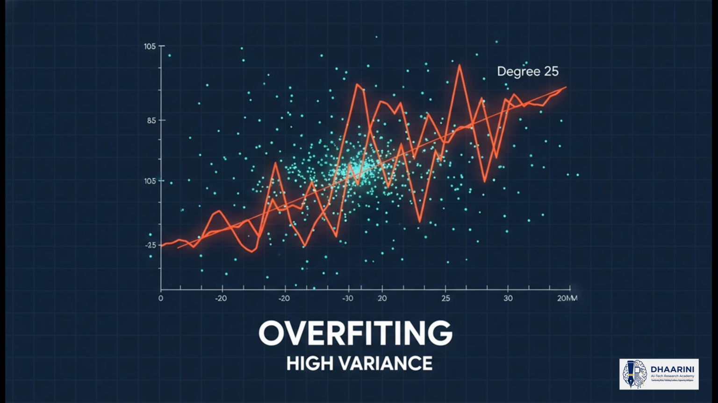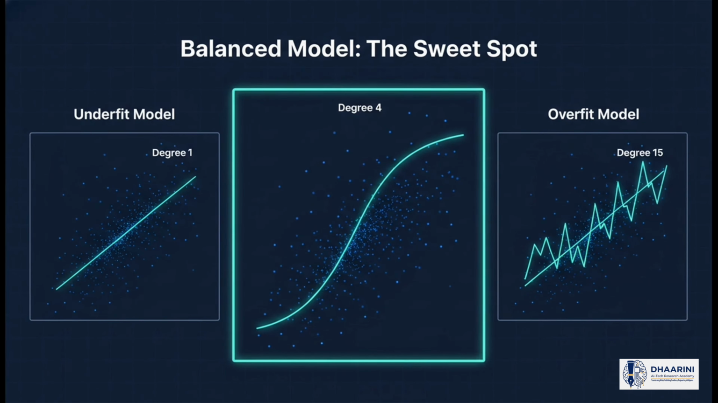This is overfitting. It might look amazing on the data it's already seen, but it'll be a disaster on new data. We call that high variance. So, what's the goal? It's finding that perfect sweet spot in the middle. We need a model that's just complex enough to capture the real trend, but not so complex that it starts memorizing all the random noise. That balance is pretty much the holy grail of machine learning.